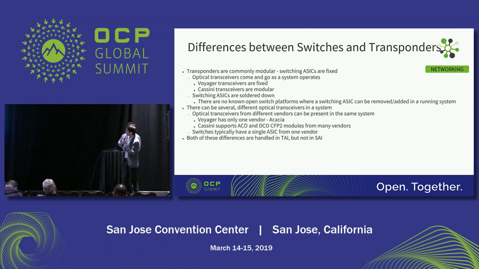Okay, and here's the difference between SAI and TAI. Open transponders are commonly modular, but the switching ASIC inside the white box switch is only one and fixed. So we have to handle this modularity in TAI. We added some callback functions, some functionality inside TAI to support this modular characteristic in the open transponder.